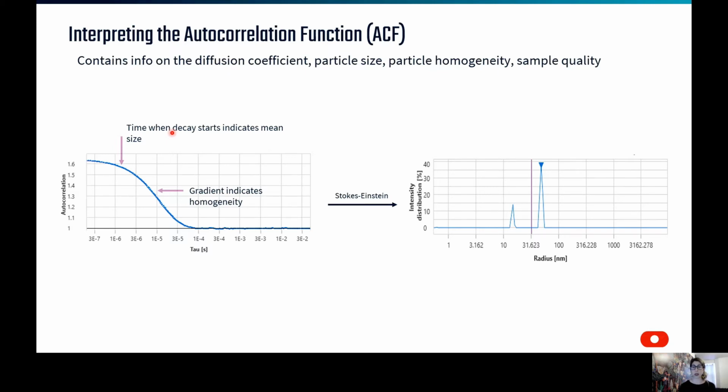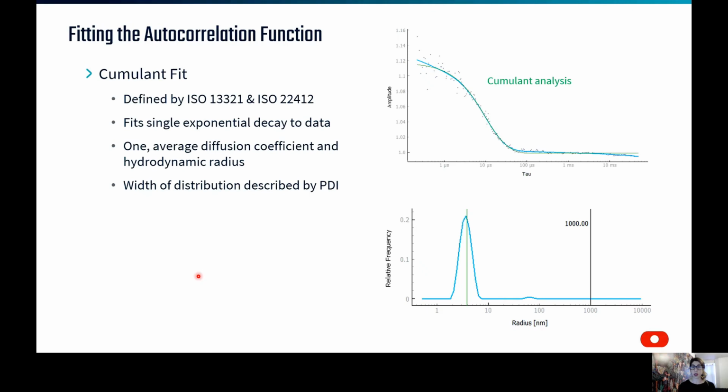And there are 2 ways of analyzing the autocorrelation function to determine the particle size: the cumulative analysis and the size distribution analysis. So the cumulative analysis is defined by ISO standards, and it fits a single exponential decay to the ACF and assumes a Gaussian intensity distribution. It assumes a single particle species that has a single rate of diffusion so that the output is a single average diffusion coefficient, and therefore we get an average hydrodynamic radius.